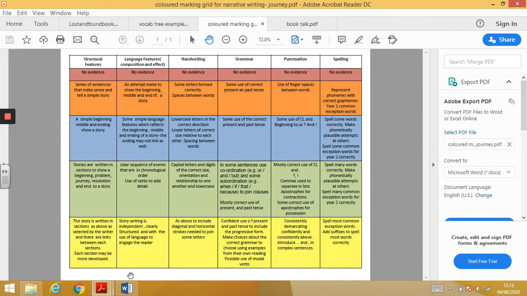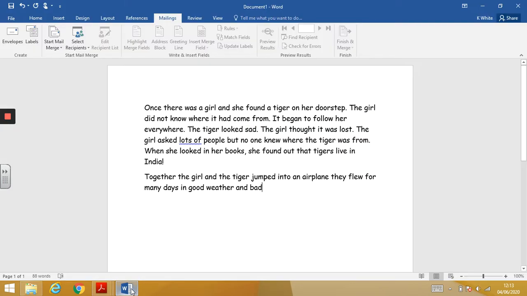So I have had a go at writing my own version of Lost and Found. And this time my character is a girl, and instead of a penguin, she's going to find a tiger. So I've written here, once there was a girl and she found a tiger on her doorstep. The girl did not know where it had come from. It began to follow her everywhere. The tiger looked sad. The girl thought it was lost.